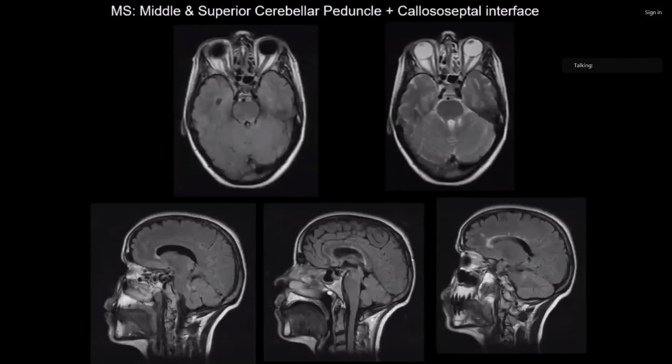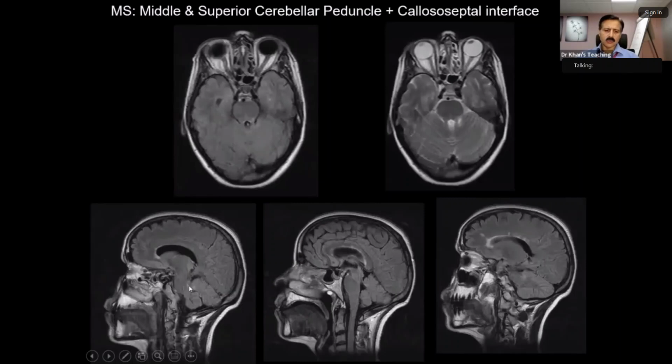Then superior cerebellar peduncle. So here you are. This is the superior cerebellar peduncle. Here you are. Here you are. And of course, this is the callososeptal interface.